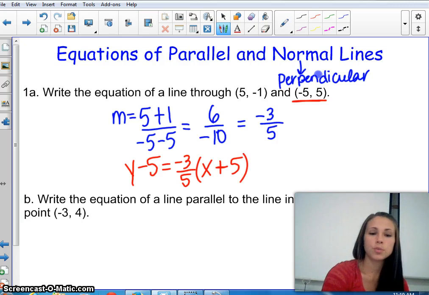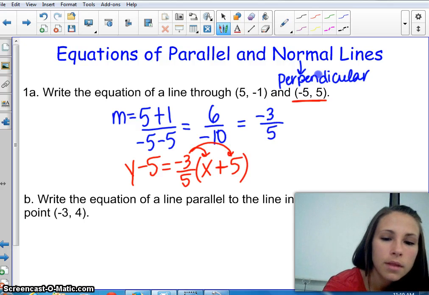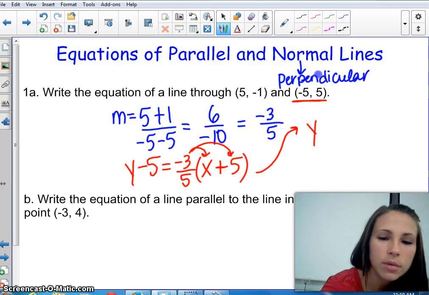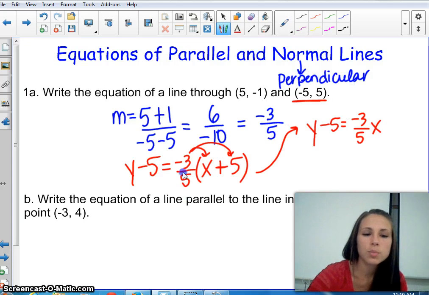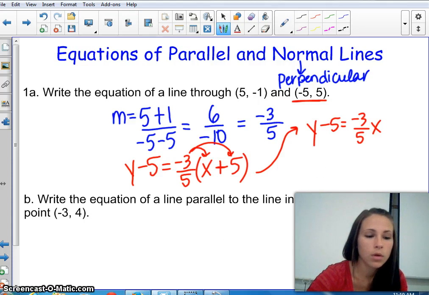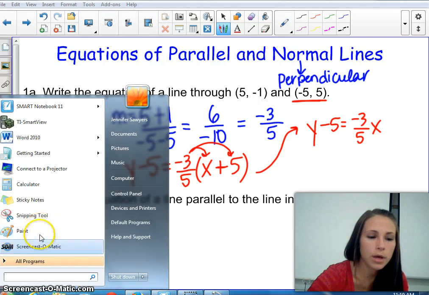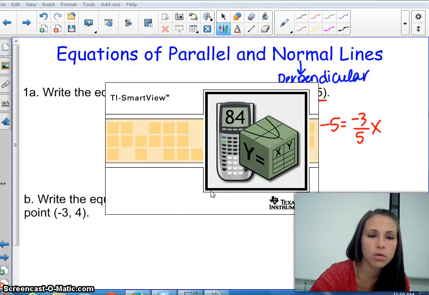So then I'm going to distribute and simplify. So when I distribute, I'm going to come up here. This is going to end up giving me y minus 5 equals a negative 3/5 x. And whenever I multiply negative 3/5 times 5, we can do it the way that we did it before in the other example, or if you wanted to, you could plug it into your calculator and use your calculator to simplify. This is how we would do it. It takes a second for my calculator to load.